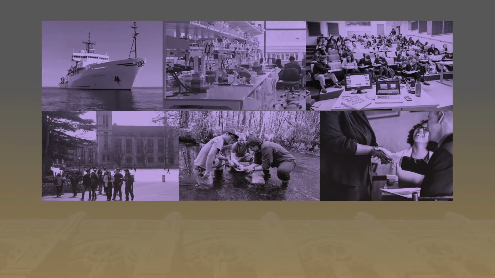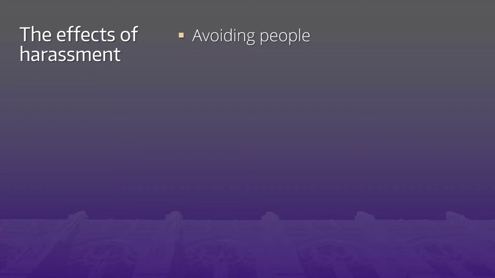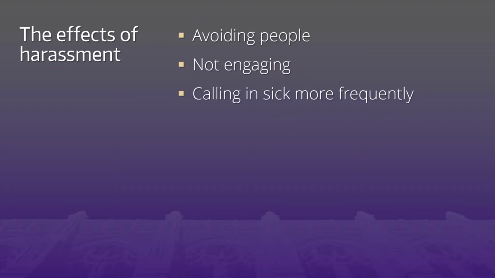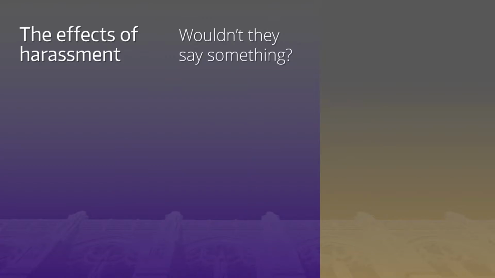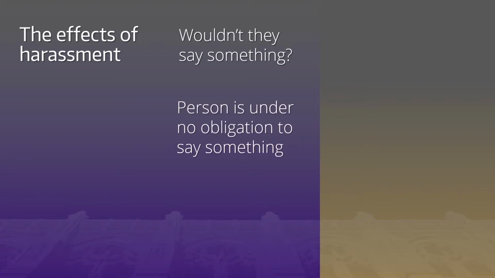Given the complexity of situations where sexual harassment can occur, how do we know when it might actually be happening? If you notice a change in someone's behavior, avoiding certain colleagues, not engaging in workplace activities or academic functions, calling in sick more frequently, or not coming to work or class at all, these can be signs of a problem. You may be thinking, if someone was uncomfortable or offended, wouldn't they say something? Maybe. Well, a person who has experienced harassment certainly can say something to the individual responsible for the behavior or unwelcome conduct. That person is under no obligation to do so.